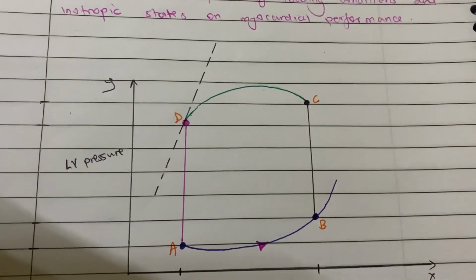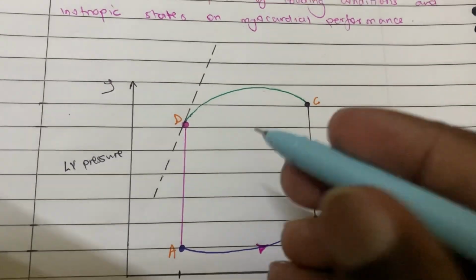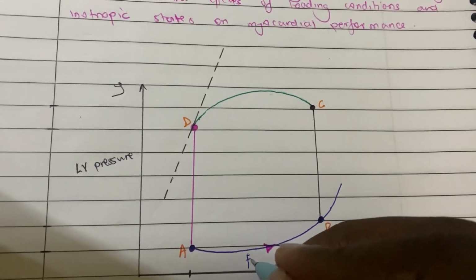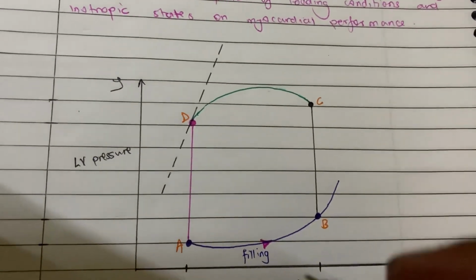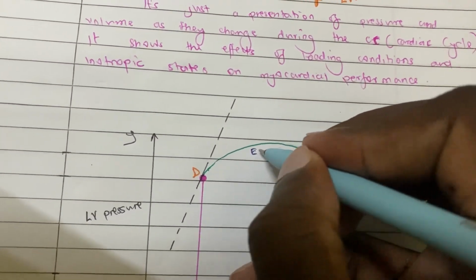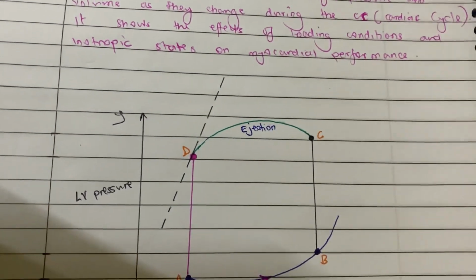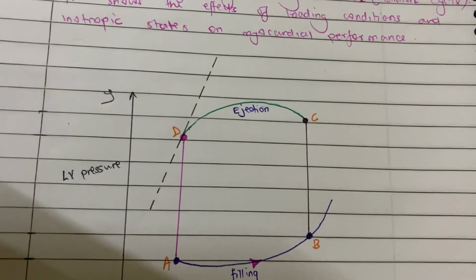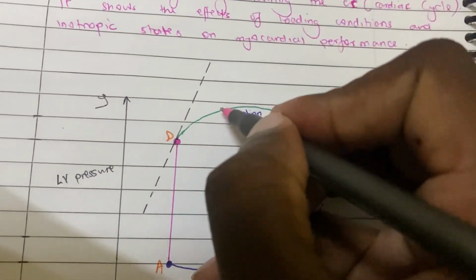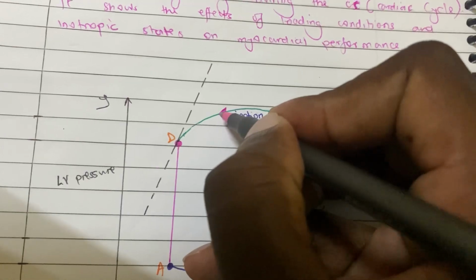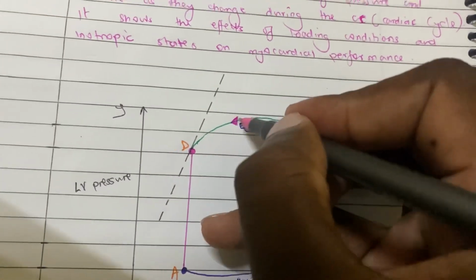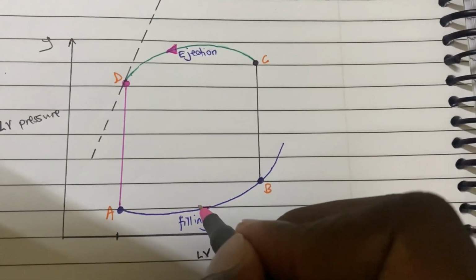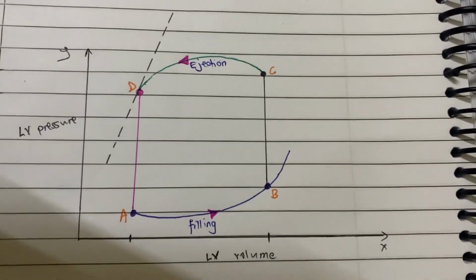So what do we have? We have different phases. You can say this is the feeding phase, and then this is the ejection phase. Feeding, and then ejection. How do we know the ejection? You have to indicate it with an arrow. That is an arrow, and then the feeding phase, still an arrow.